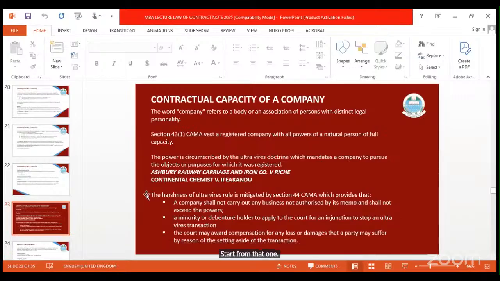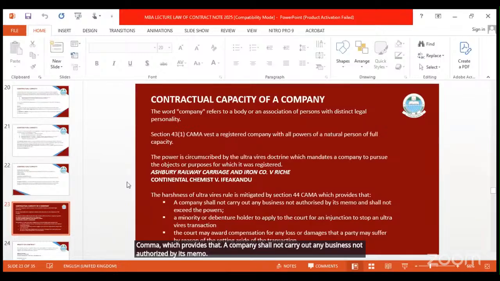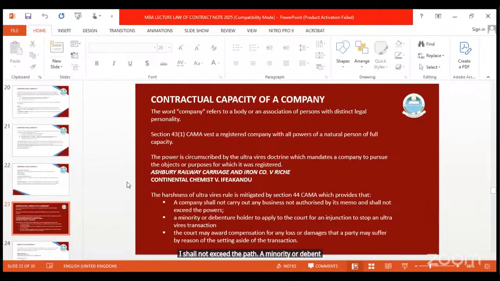The harshness of ultra vires rule is mitigated by Section 44, which provides that a company shall not carry out any business not authorized by its memo and shall not exceed the powers. A minority or debenture holder may apply to the court for an injunction to stop an ultra vires transaction. The court may award compensation for any loss or damages that a party may suffer by reason of the setting aside of the transaction. Exactly.